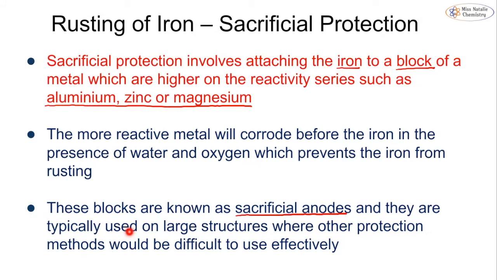yes, we can paint a bridge or we can paint a building, but they are very, very large, and sometimes by the time you finish painting, you have to start all over again because your paint would chip, exposing the iron, and that's not particularly useful. So what they might do is they may use these sacrificial anodes instead, and that just allows for a more effective way to stop any rusting.